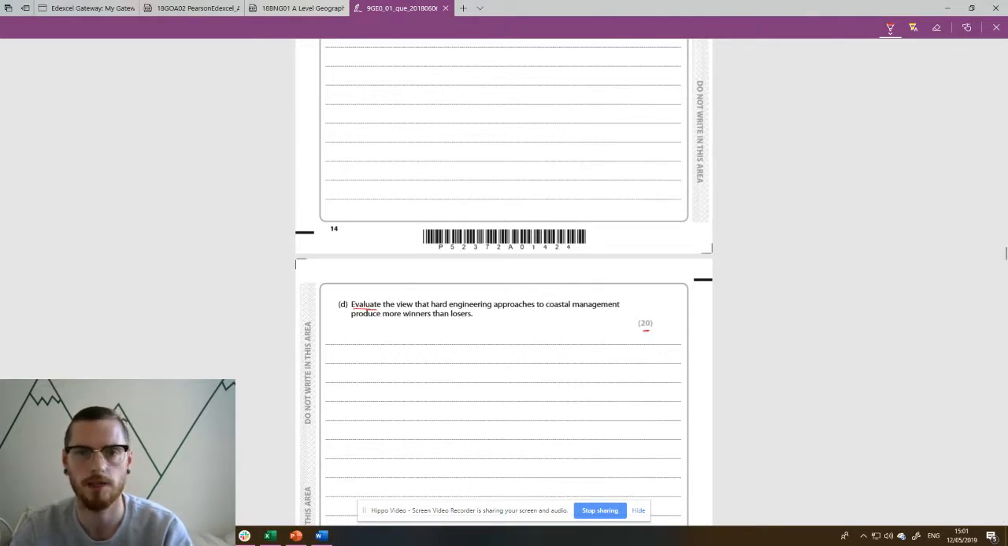And then we're going to move on to your first 20-marker of the paper, which is an evaluate question with 20 marks. One thing to note there is coast is way more substantial than tectonics on this paper in terms of how many marks it's worth. It's also got the harder essay question, the 20-marker, instead of the 12-marker you get on tectonics.